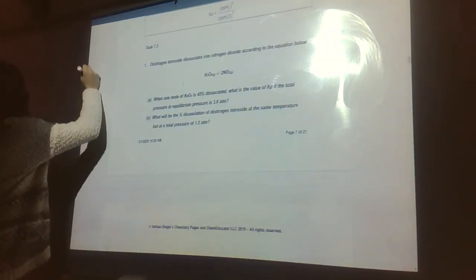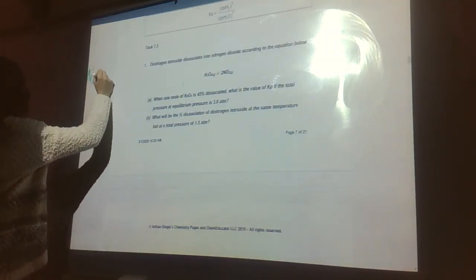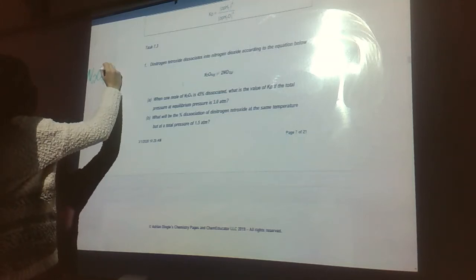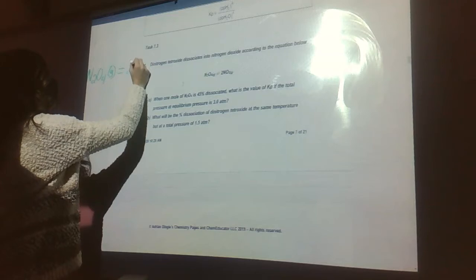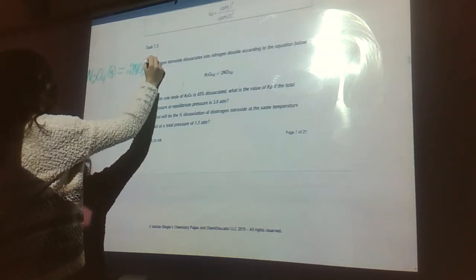No, let's do an example. I'm going to do this one example. Dinitrogen tetroxide dissociates into nitrogen dioxide.